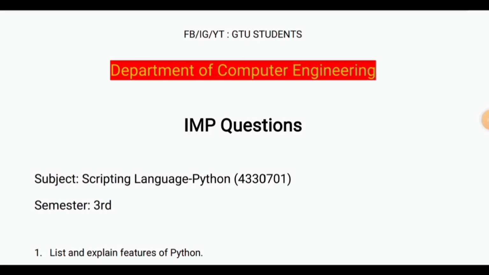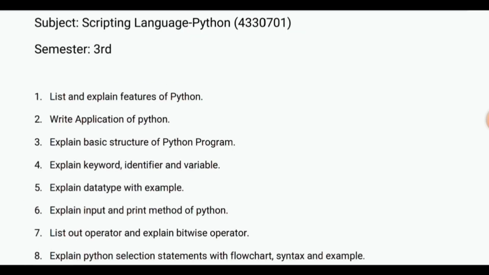Here we provide important question bank on Department of Computer Engineering IMP questions subject, Scripting Language Python, 4330701, semester 3rd. 1. List and explain features of Python. 2. Write application of Python.